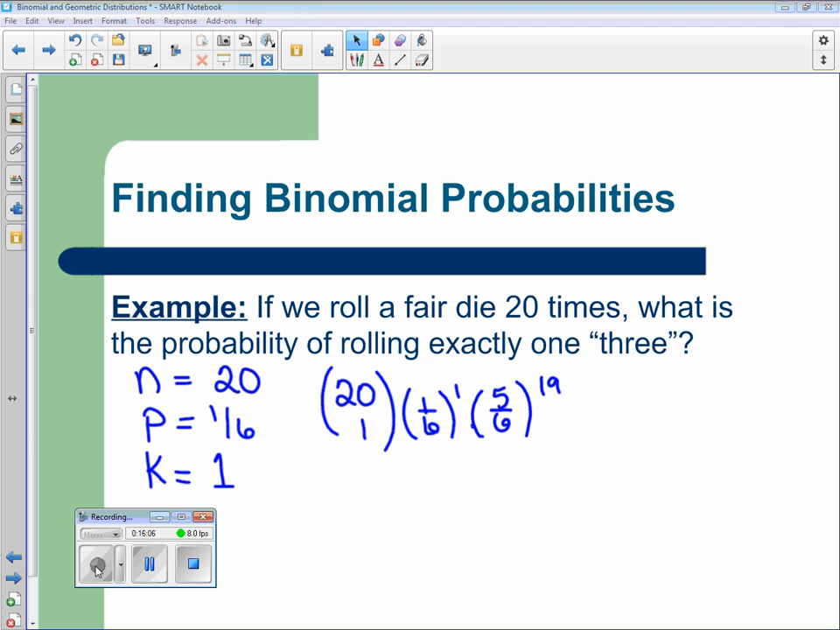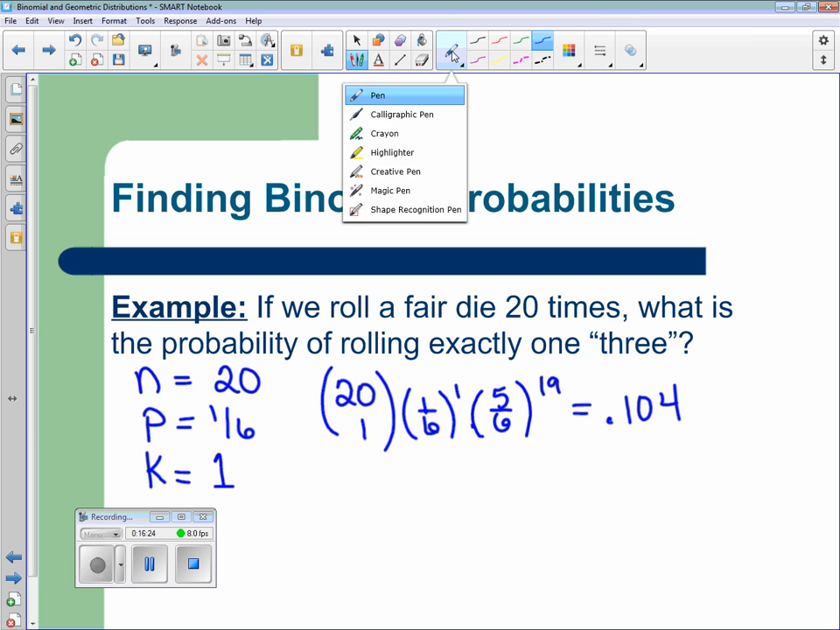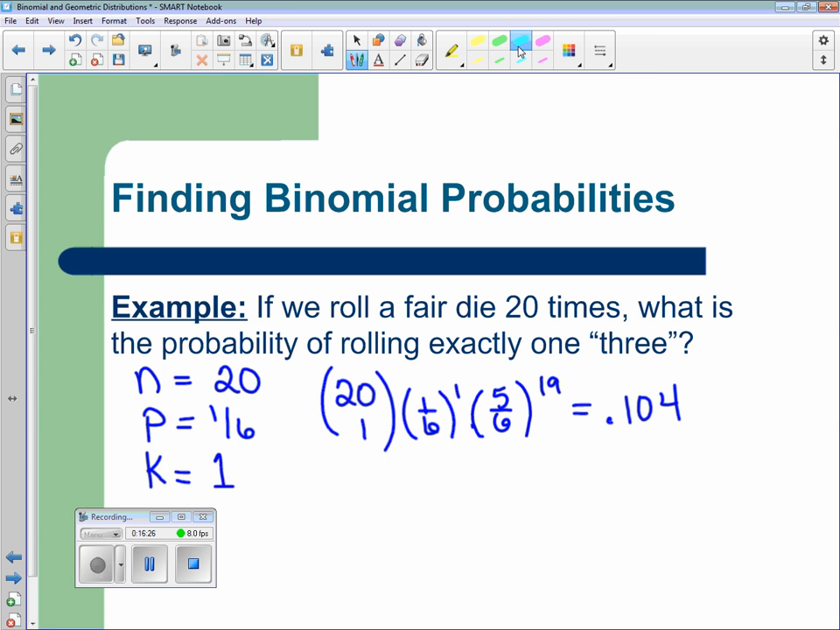All right, so 0.1 something? 0.104. Did anybody get a different answer so we can talk about how to get it, or we're okay with how to plug it in? Honestly, it's just plugging it into your calculator, right, and knowing what buttons to push. Okay, so here's a key word in this question, exactly. Because we're about to do some that aren't so exact.